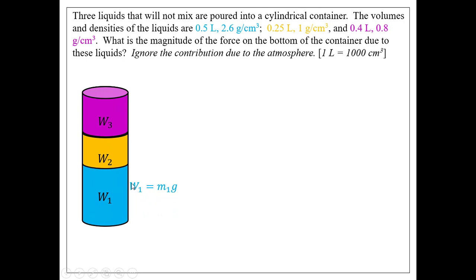The definition of weight is simply mass times gravity. So in the blue region, the weight of this blue liquid is m1 times g. Likewise, the orange liquid is m2 times g. And last but not least, the third liquid, which I colored purple, is m3 times g. But the mass of the liquid is not given to us. If you look at the given information, the volume is given, 0.5 liters for the first liquid, and the density is given as 2.6 grams per centimeter cubed. So it's important that you pay attention to units as you practice these types of problems.